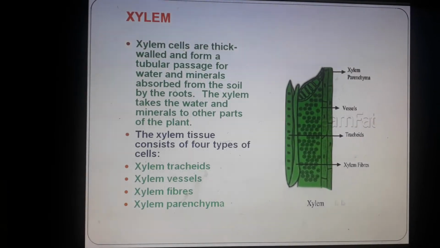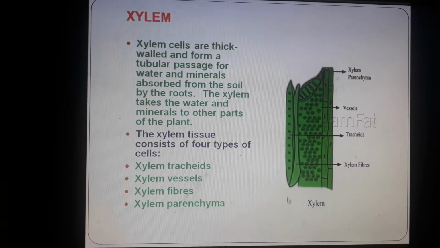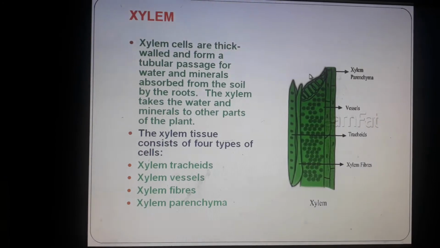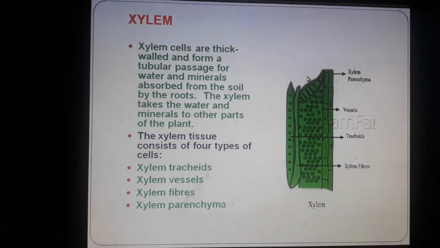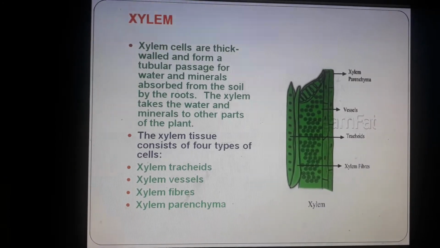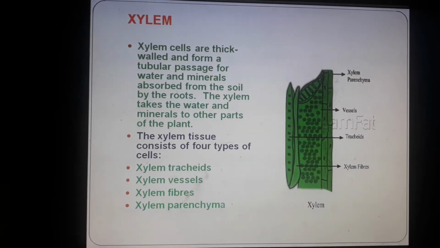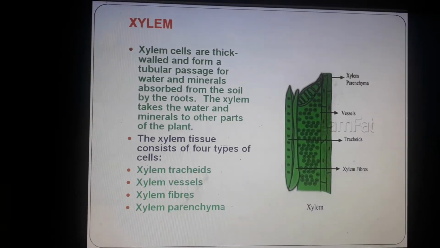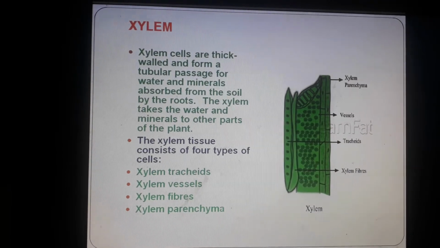Yes, it is from the soil. So the roots absorb the water and minerals. So this way, from inside the xylem, the water and minerals will be carried upwards to all the parts of the plant. Why do the other parts need water? For all their activities they need water, even for photosynthesis.